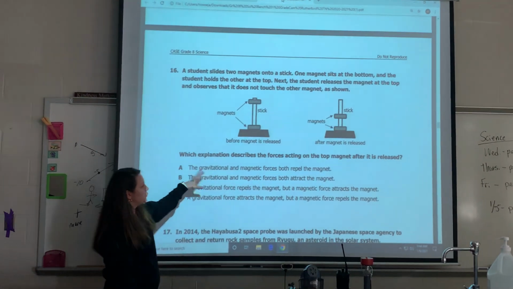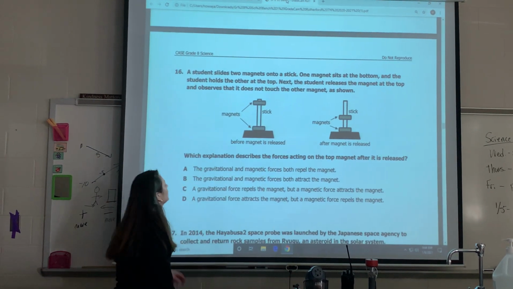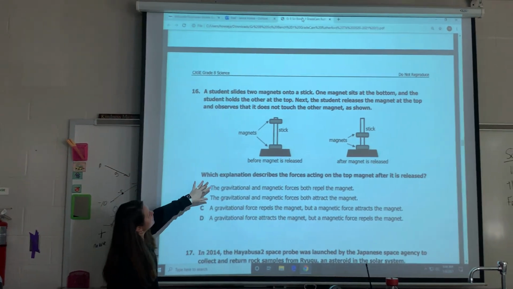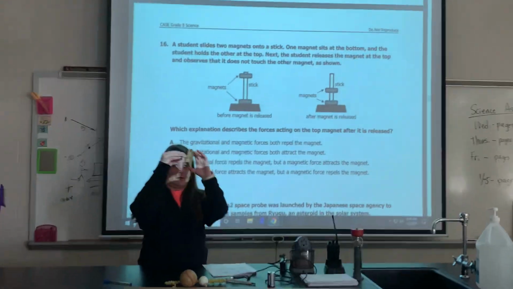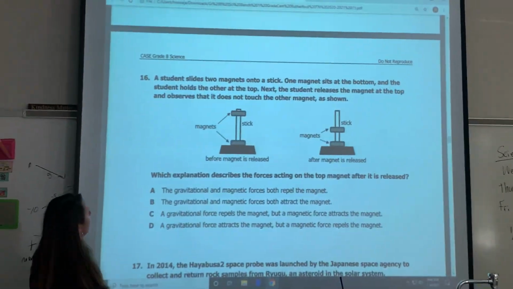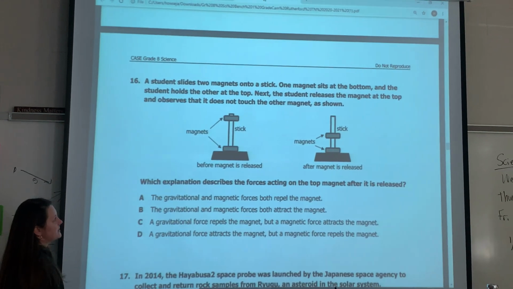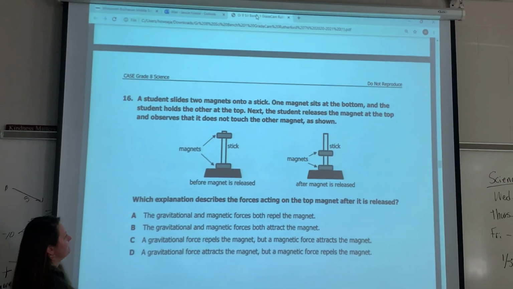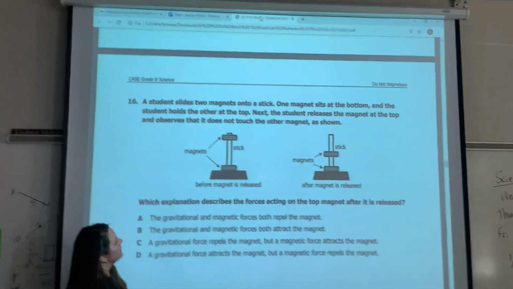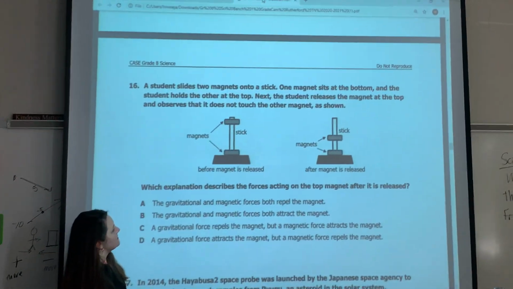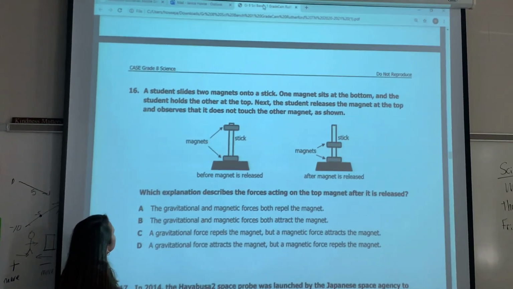We're going to do 16 through 20 on this round, okay? On this question here, it says a student slides 2 magnets onto a stick. Now I'm going to do an illustration here. A student slides 2 magnets on a stick. One magnet sits at the bottom, and the student holds the other at the top. Next, the student releases the magnet at the top and observes that it does not touch the other magnet.